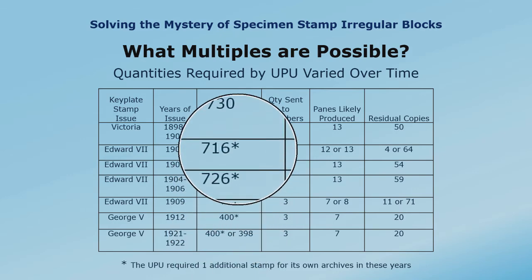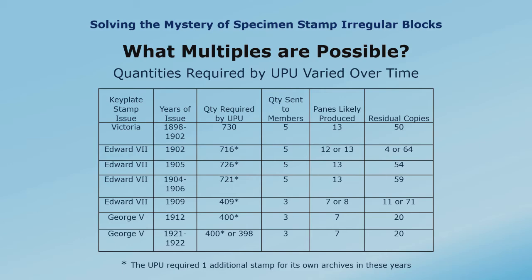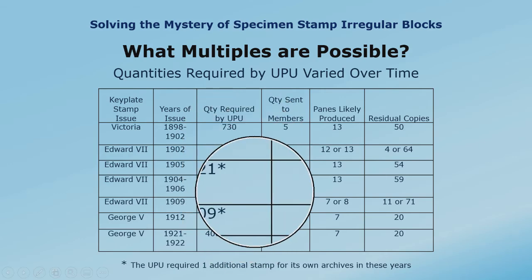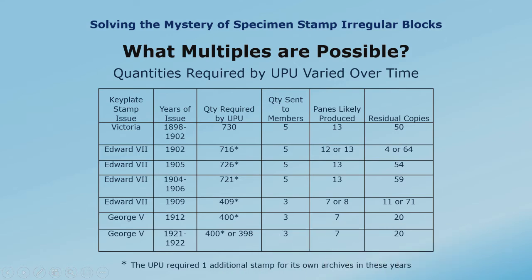The quantity required by the UPU in all except the first period included an additional stamp for its own archive. So just into the 1900s, I think it was in 1901, the regulation changed, and they added the stamp to create their own UPU archive. Before that, they didn't.